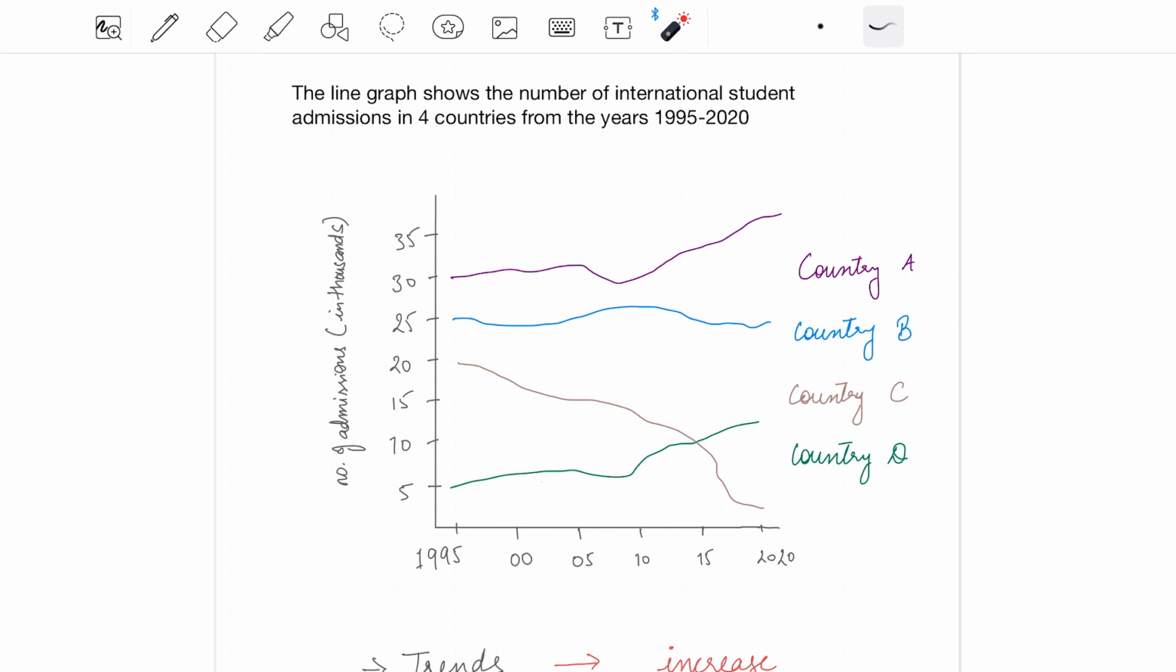Alright, so let's look at this line graph. This line graph shows the number of international student admissions in 4 countries from the years 1995 to 2020. So we have 4 countries, A, B, C and D. The x-axis shows the time and the y-axis shows the number of admissions in thousands. I apologize for the poor handwriting. I'll try to improve it in the next video. I hope it is legible, clear and understandable.